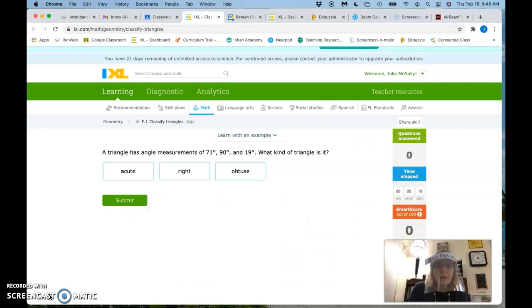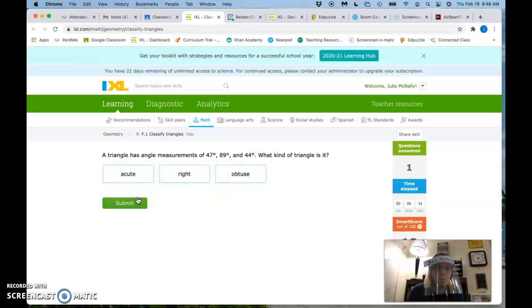All right, so for today's IXL, I just wanted to quickly talk to you about it. So it says a triangle has measurements of 71, 90, and 19. What kind of triangle is it? Well, immediately I see this 90, and I know it has to be a right triangle. This one, I don't see any 90, and I don't see anything greater than 90. So if they're all smaller than 90, it's going to be acute.